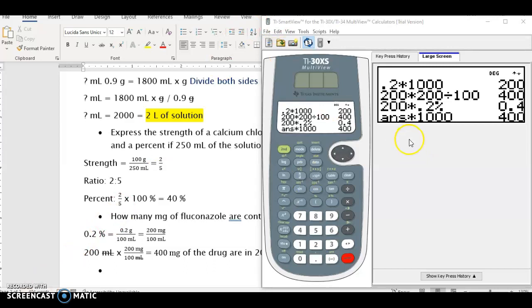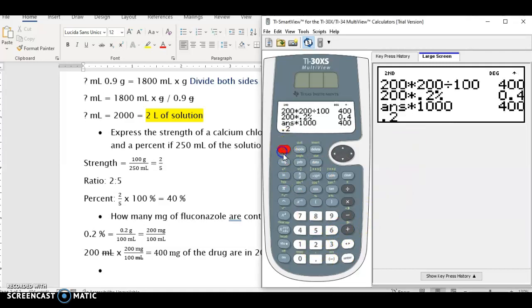Not all calculators are the same. For example, when you type in 0.2 and hit the percent function, it's going to give you that decimal. Then you take the decimal, multiply by 200, and you get the 0.4, and then take the 0.4 and multiply it by 1,000 to get the 400 milligrams.